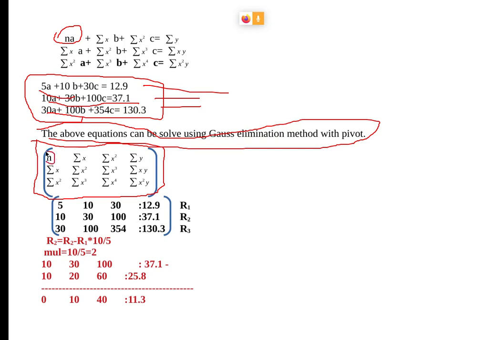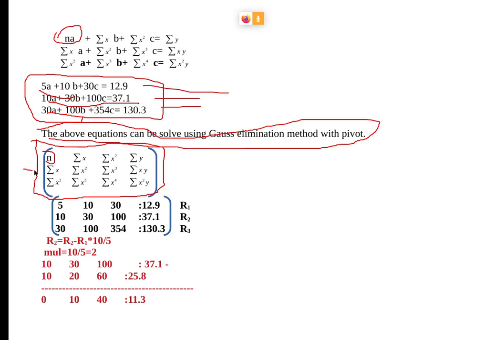The first element of the matrix is n, second element sigma x, then sigma x square, then sigma y. Then again sigma x, second row is sigma x square, sigma x cube, sigma xy. Then the third is sigma x square, sigma x cube, sigma x raised to 4, sigma x square y. That is the coefficient of A first, the coefficient of B, coefficient of C, and the constant in the last column value.